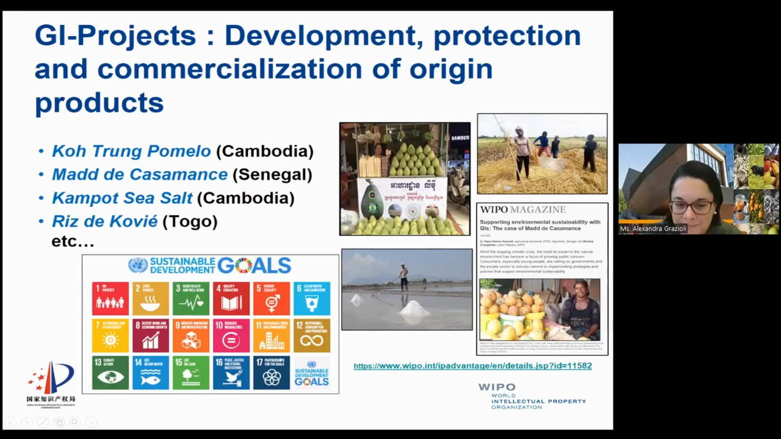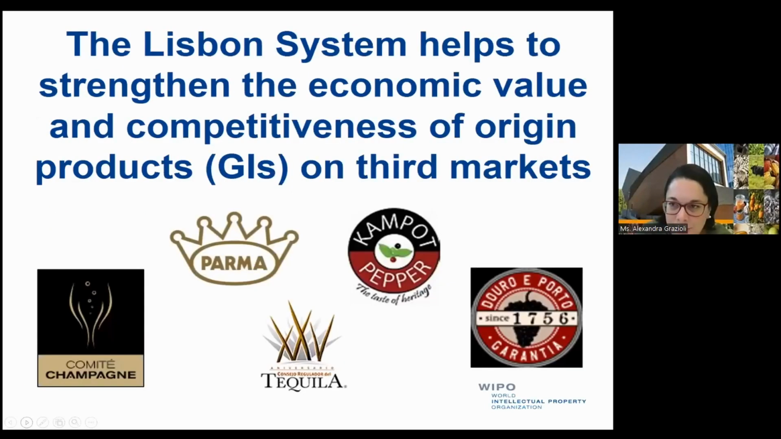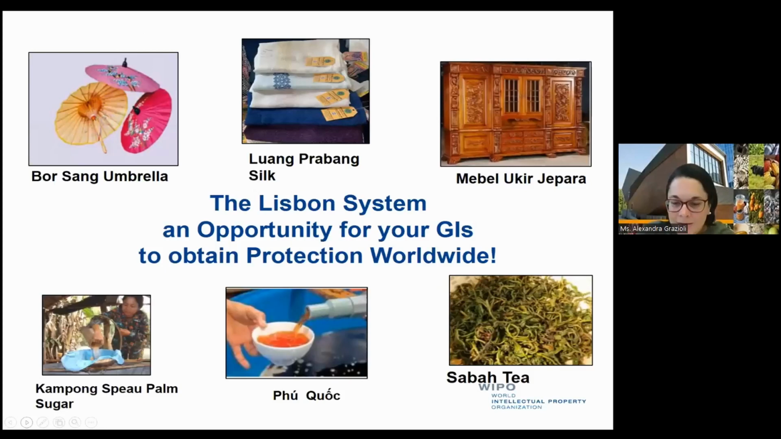So this is an issue of great interest for WIPO, to work in the field with your community to valorize their origin product. So I hope that with this presentation, you have seen how the Lisbon system can help to strengthen the economic value and competitiveness of your origin product on the market. And here you have examples of GIs and appellations of origin who already use the system. So we hope soon to count more of your products protected under the Lisbon system.